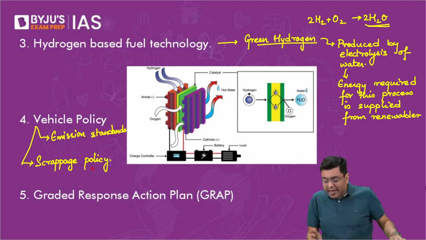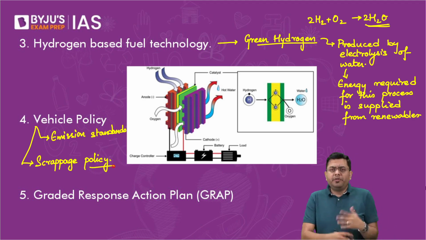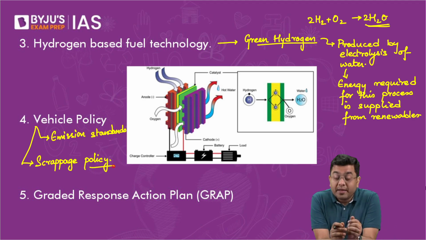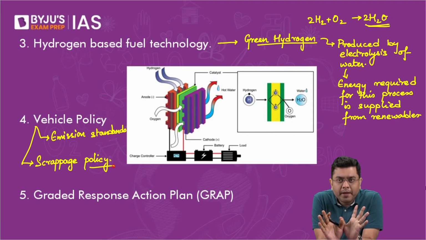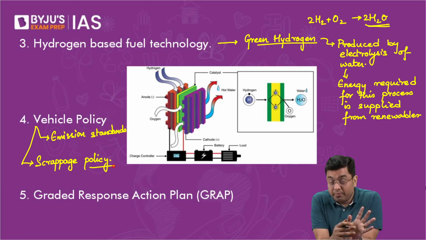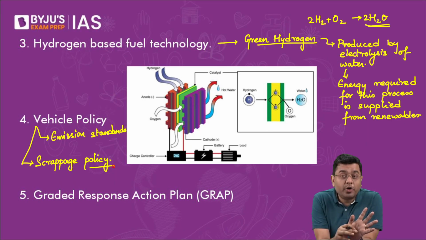Secondly, scrappage policy, the vehicle scrapping policy. What is scrappage policy? That after a few years, vehicles should not ply on the roads. There is no point of driving vehicles which have been procured in the 80s or the early 90s, where the technology is around 2 to 3 generations older.